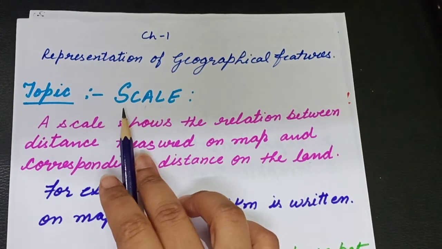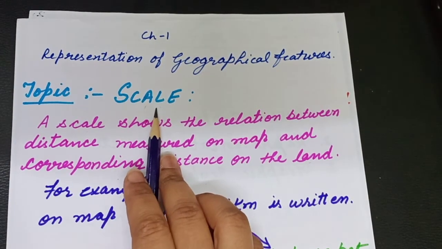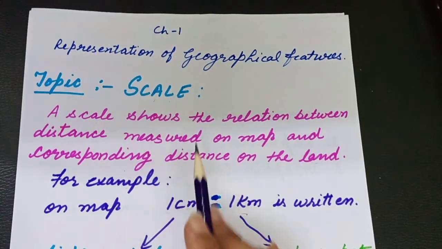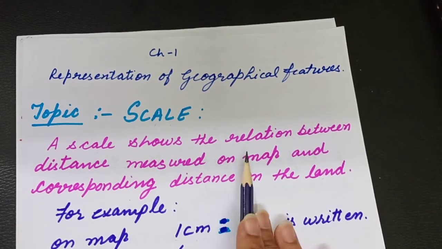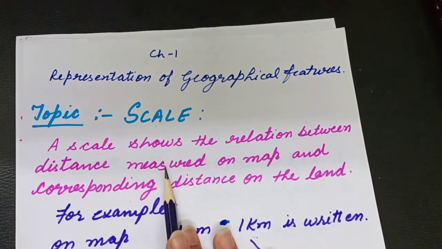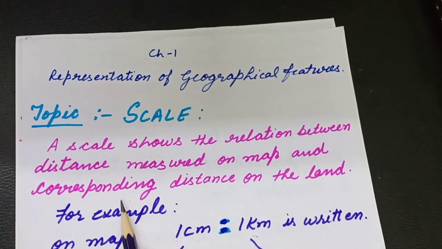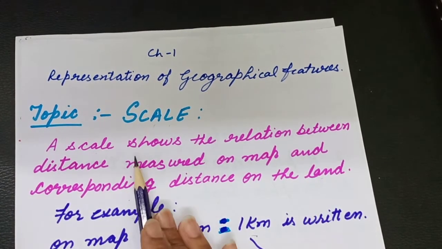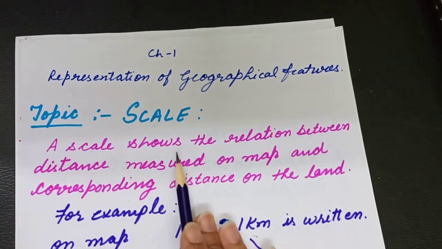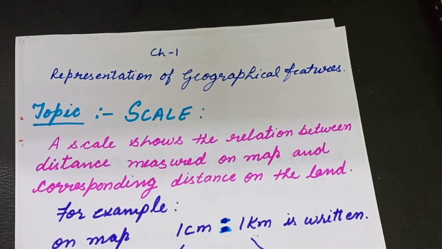So, today we are going to start with the topic scale of chapter 1 HCG 2. Now, what is scale? A scale shows the relation between distance measured on map and corresponding distance on the land. So, here they want to explain that scale shows the relation of the distance between two places on the map to the corresponding distance between same two places on the land.